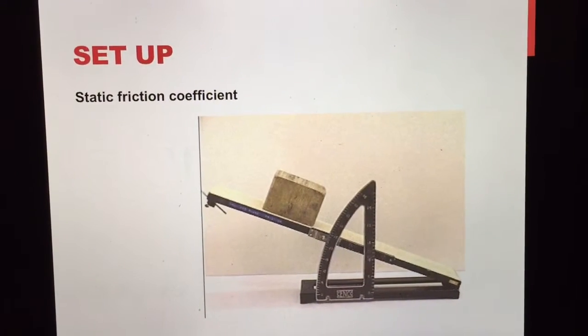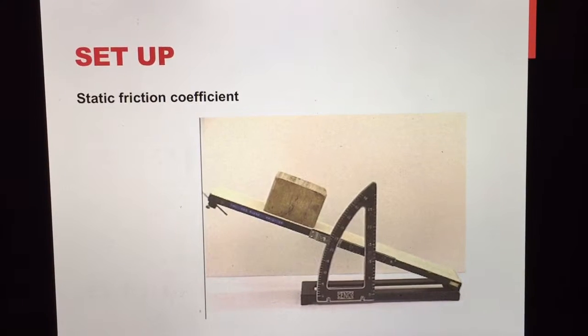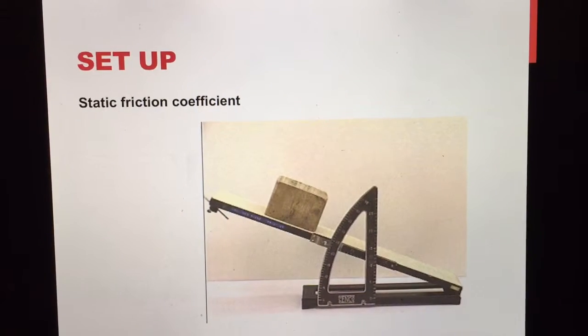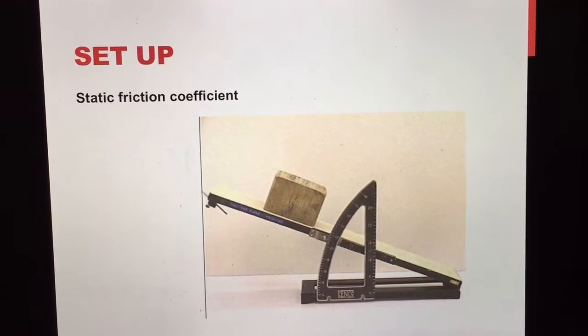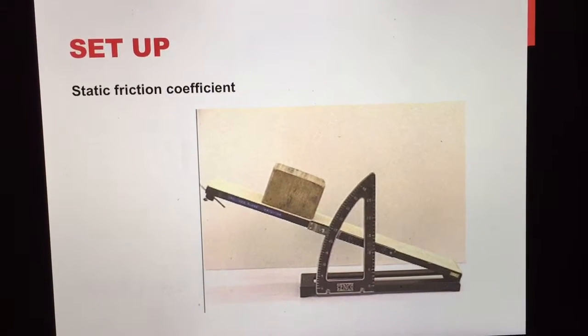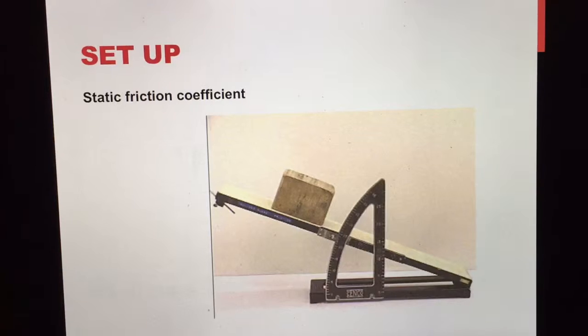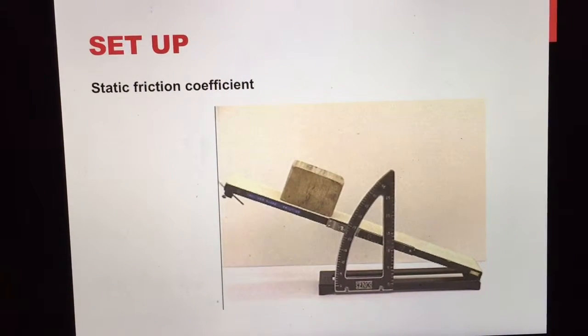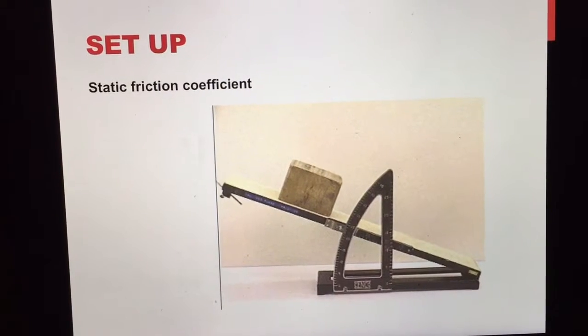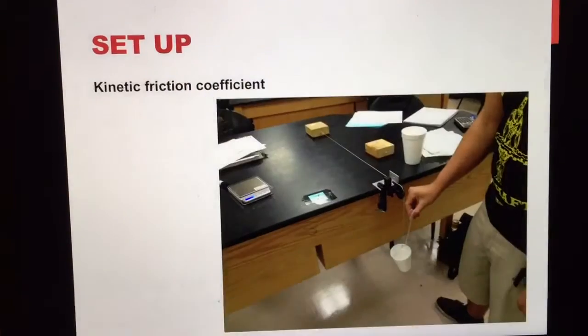So this is my project setup for part A. I will lift up the wood plank to a specific height, which just makes the wood block start to move, and then I will try different surfaces, replacing the wood plank with glass and sandpaper, and I'll try different surface areas as well.